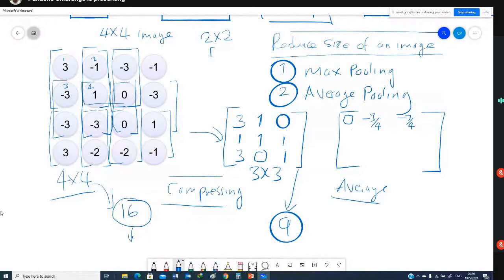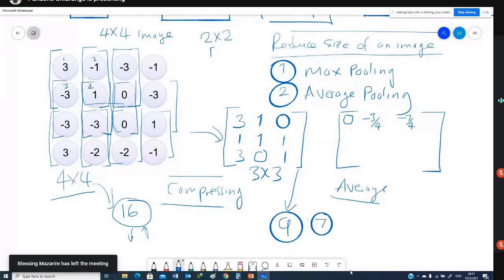Come on, guys, do you get it? Yes, doc. Yeah, so this one has 7 fewer inputs than this one. So meaning that our model would take less time to train than this one. So that's clear why we need pooling.